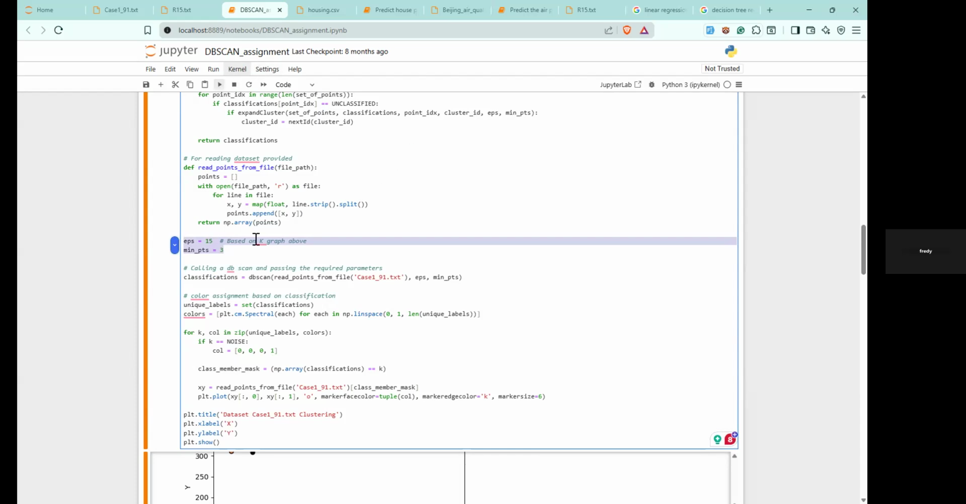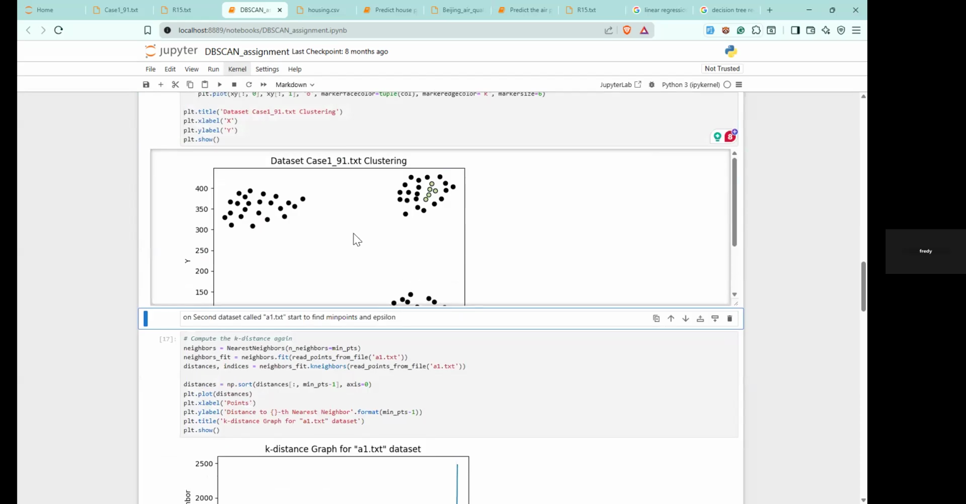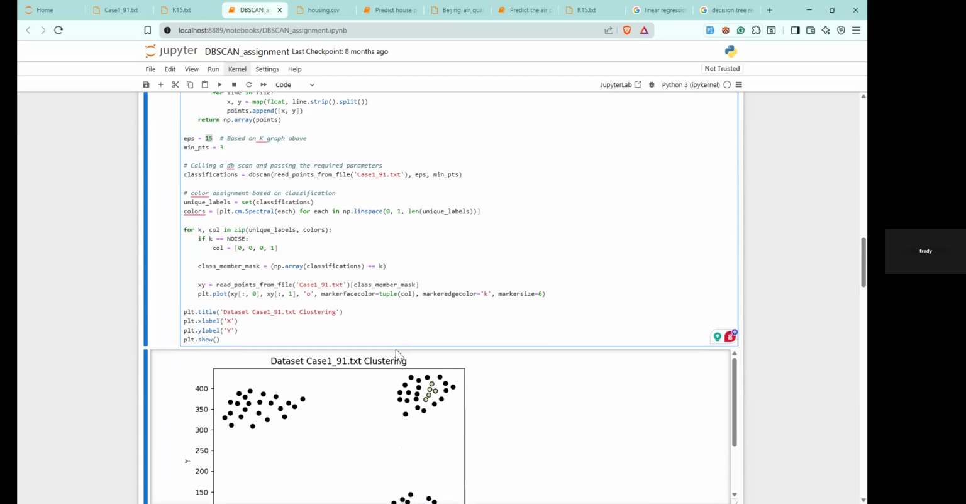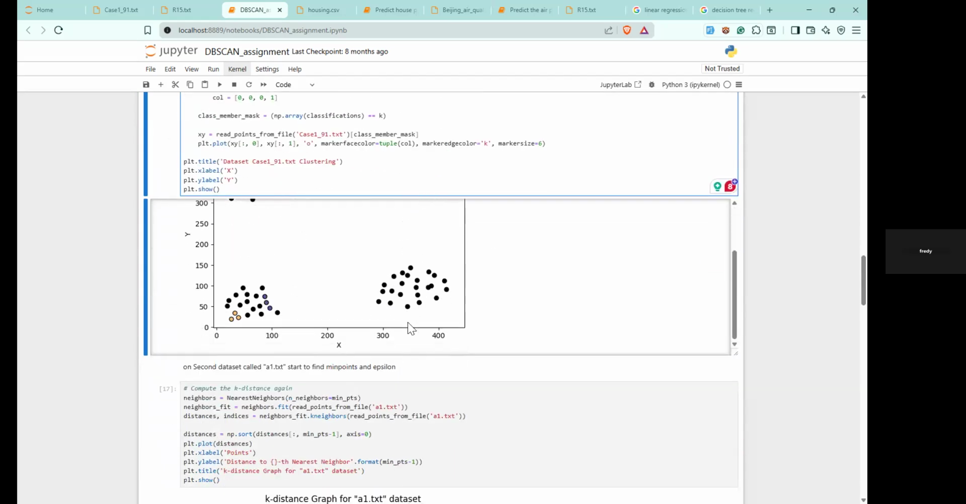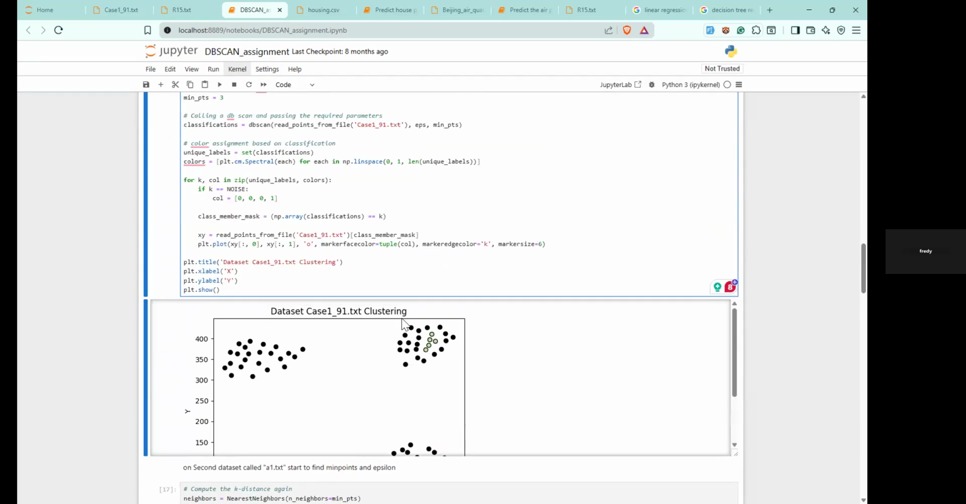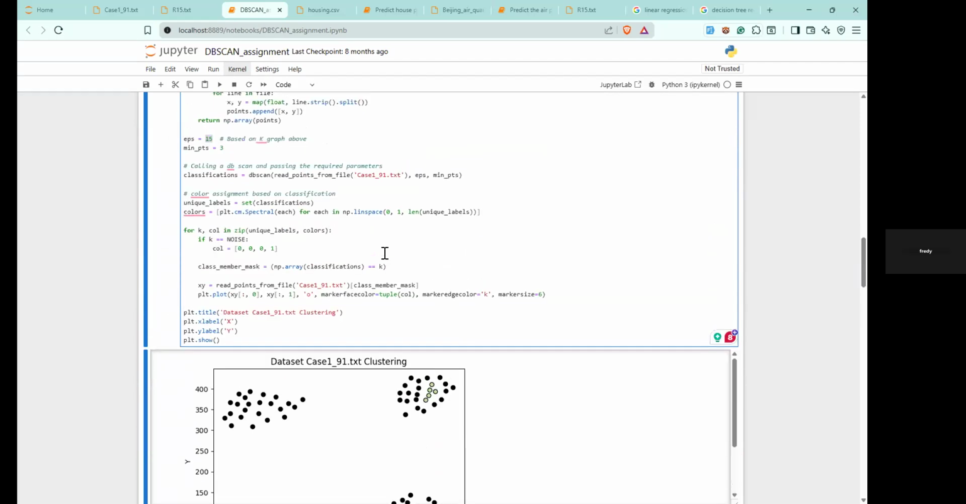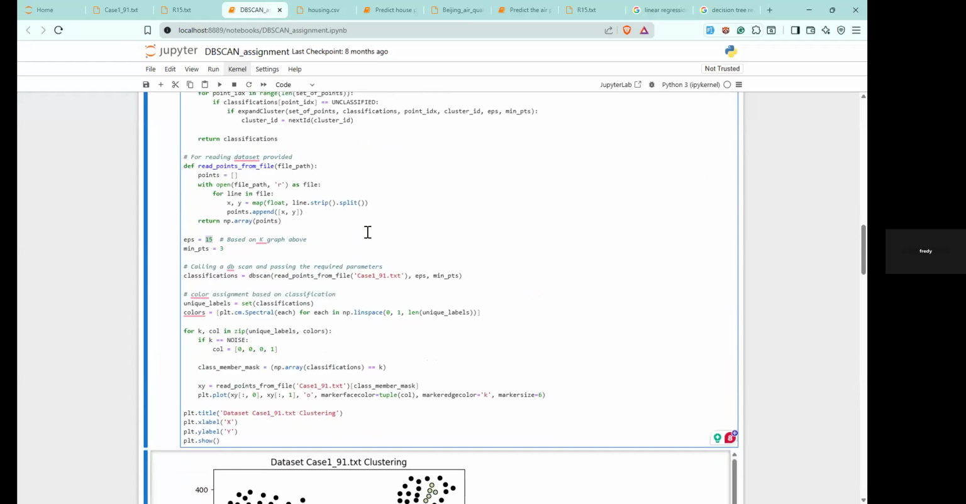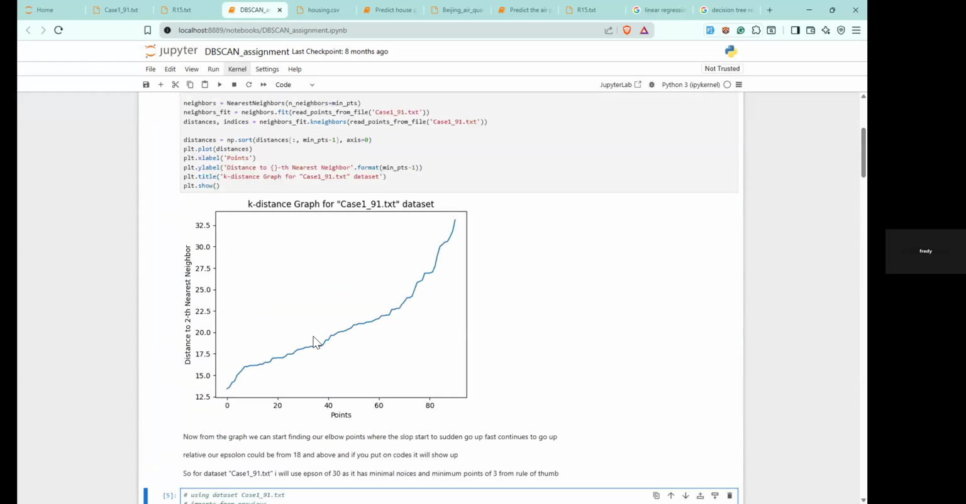If I rerun this, you can see that using a minimum point of 3 and epsilon of 15, a lot of data in our data set appears as noise, because there is less data within a minimum of 3 points in a distance of epsilon 15, based on our K graph where it starts forming an elbow. Let me show again. 15 will be around here.